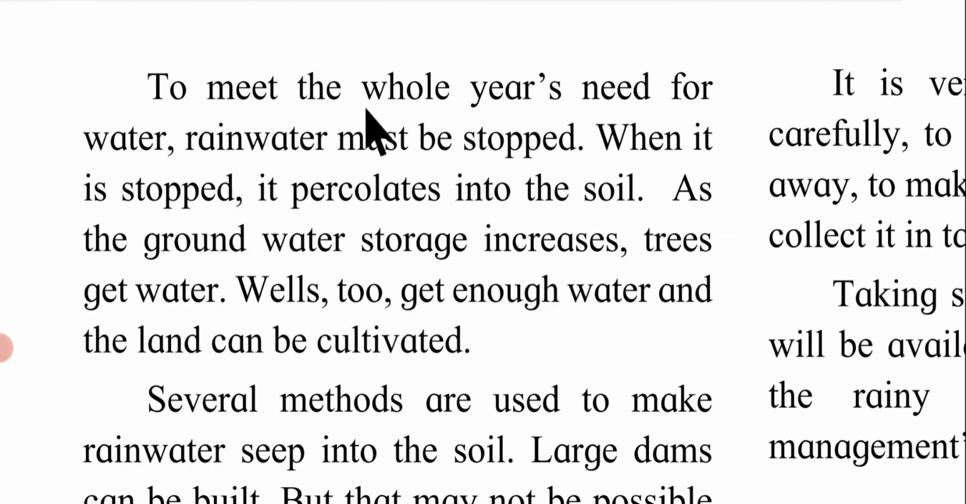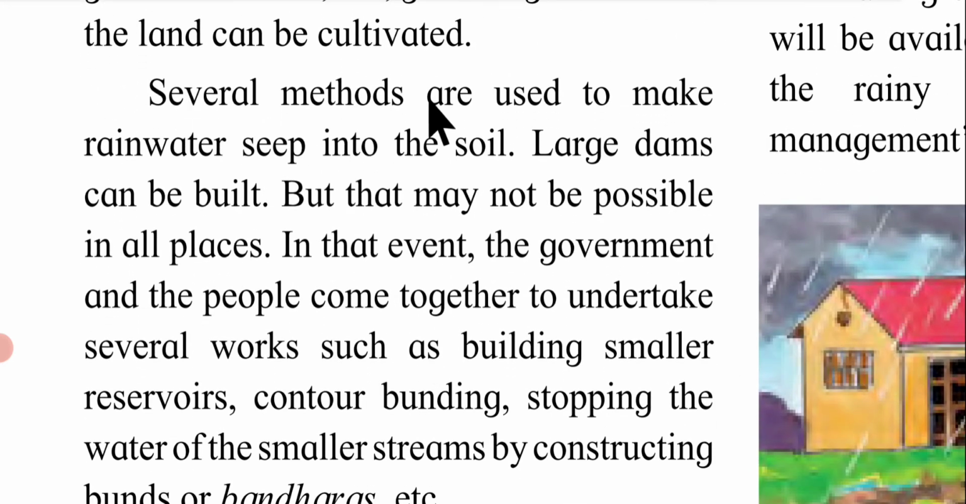To meet the whole year's need for water, rainwater must be stopped. When it is stopped, it percolates into the soil. As the groundwater storage increases, trees get water. Wells too get enough water and the land can be cultivated. Several methods are used to make rainwater seep into the soil.